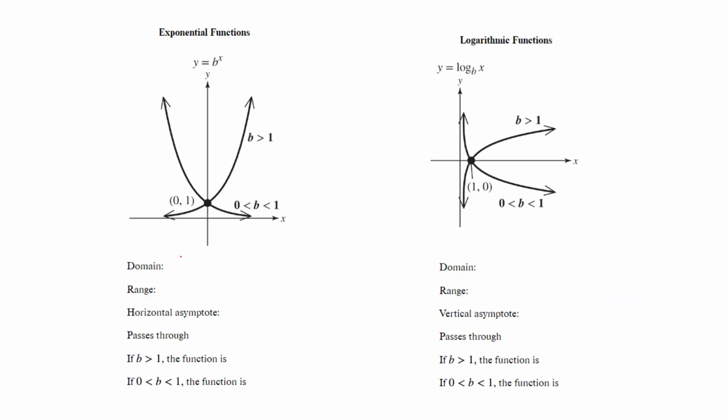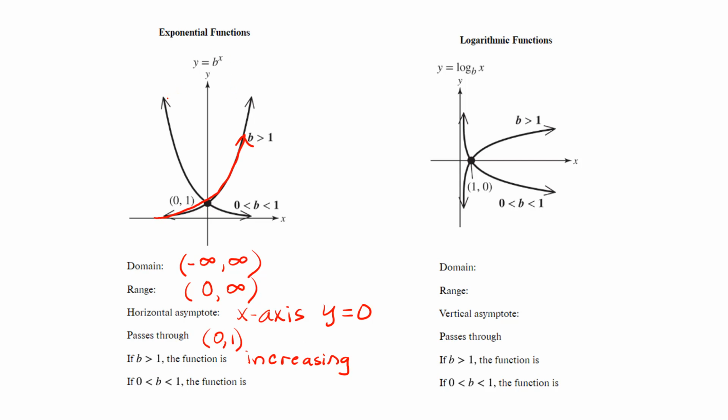So for exponential functions, your domain is going to be from -infinity to +infinity, because you can cross the y-axis. You can put in 0 for x and you will get a value. The range is only going to go from 0 upward. You can't get 0 by raising b to some power. So the range is going to be from 0 to infinity. The horizontal asymptote is going to be the x-axis, which is y equals 0. It passes through the point 0, 1. If b is greater than 1, the function is increasing. It's going up. If b is between 0 and 1, the function is decreasing.